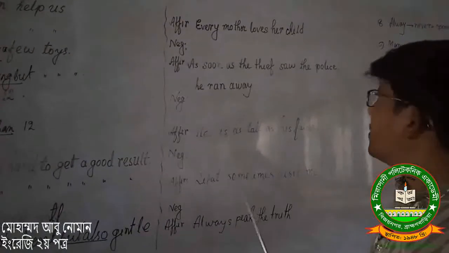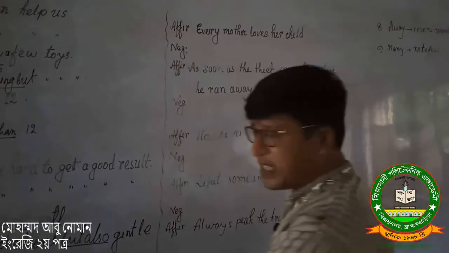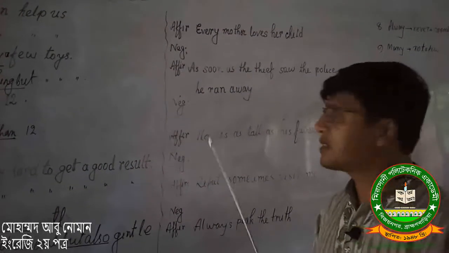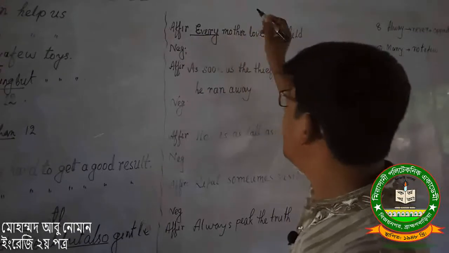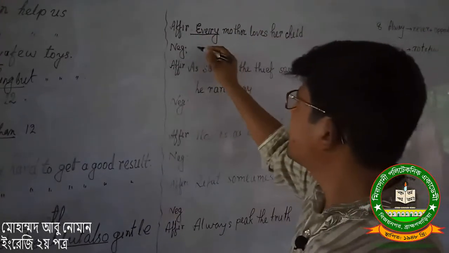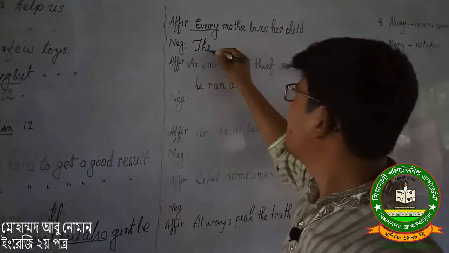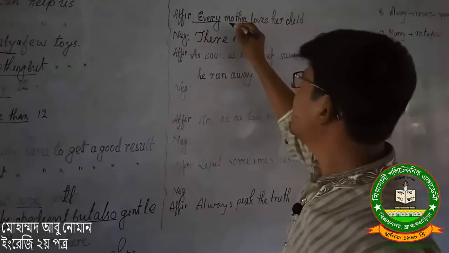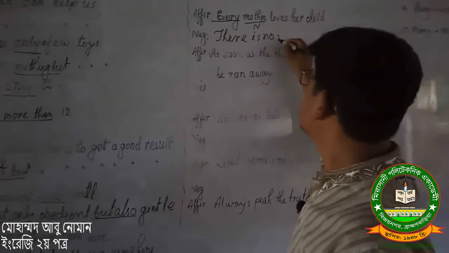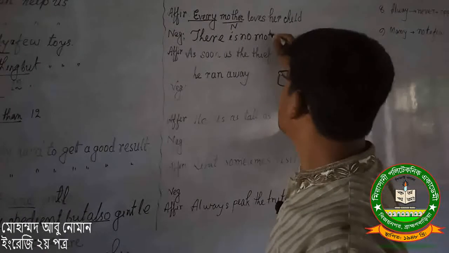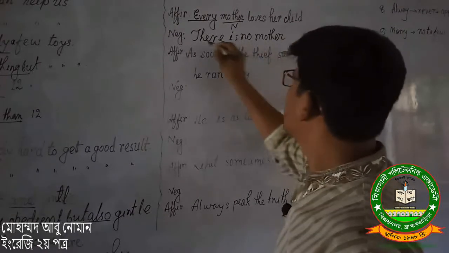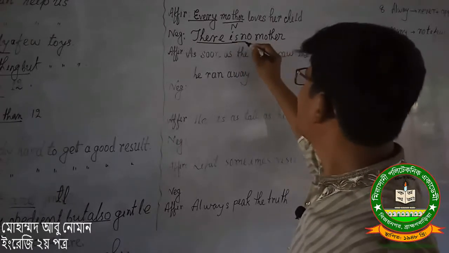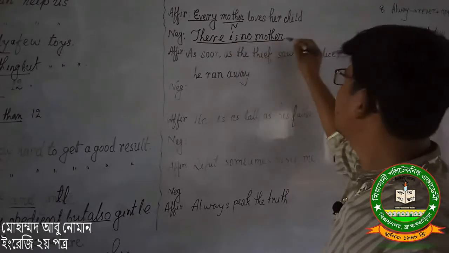Here, we know instead of every, we may write there is no. So here we have found every. So we may write there is no, then the noun. This is noun. There is no noun.